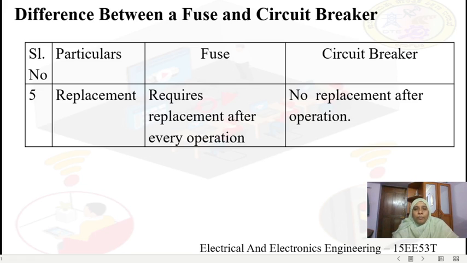So the important points we have to remember regarding fuse is that fuse is a simplest protective device. Even HRC fuse is also a simplest protective device which can be used in the distribution side. Its working is simple, its construction is simple. Coming to the working, it does a current interruption in a faster way when compared to your circuit breaker.